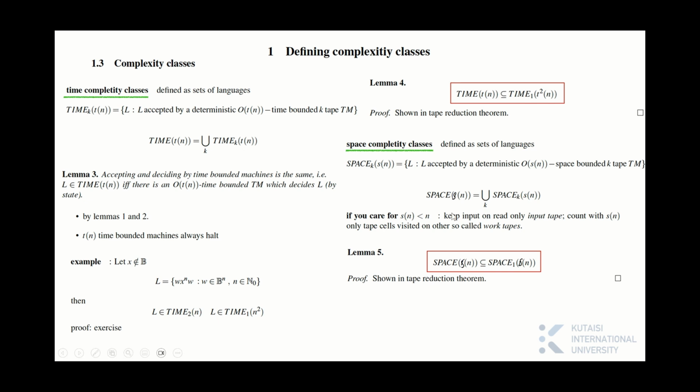And again, in the simulation theorem that we did, where we used tracks, we showed that you're not really changing the space you're using. So whatever you're doing on a k-tape Turing machine in S(n) space, you can do it on a one tape Turing machine in the same space, because you're not really using more space. So space S(n) is inside space 1 S(n).